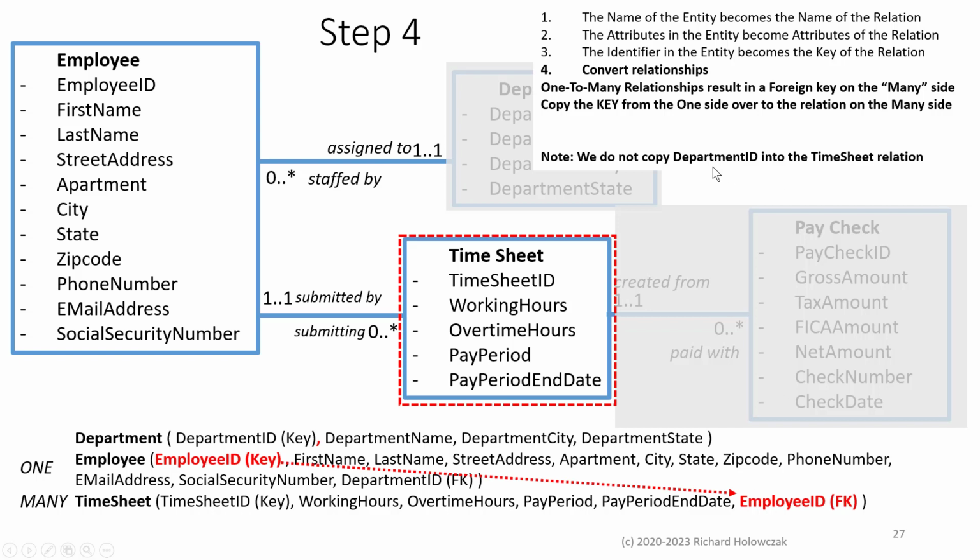Notice we didn't copy department ID in this situation. We've already taken care of the foreign key that connects employee to department. We don't need to worry about that. For this conversion, in timesheet, we're only interested in connecting timesheet back to the employee that submitted that timesheet. So we really only need one foreign key here, and that's all we need.